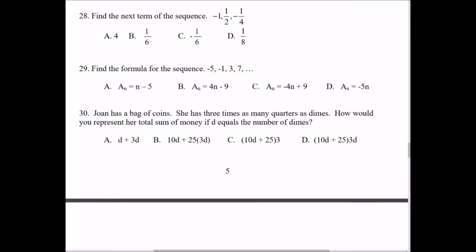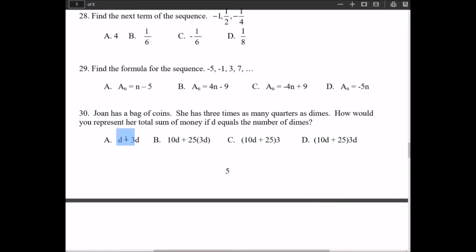Now, what if you're not comfortable reading these and writing them out and doing all that on your own? Or you think it's going to take you a lot longer than it just took us in this video when you're sitting there taking the test? What can you do? Well, we're going to look at each of these options and just talk about it. Here we have D plus 3D. Well, let's see. Joan has a bag of coins. She has 3 times as many quarters as dimes. So 3 times as many, yeah, and her dimes.